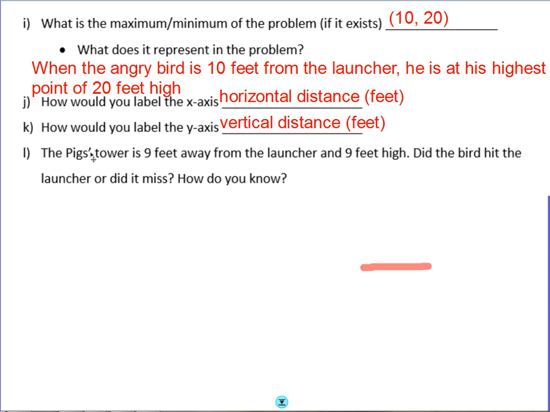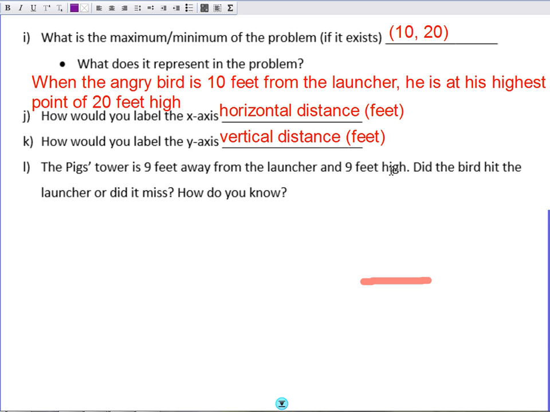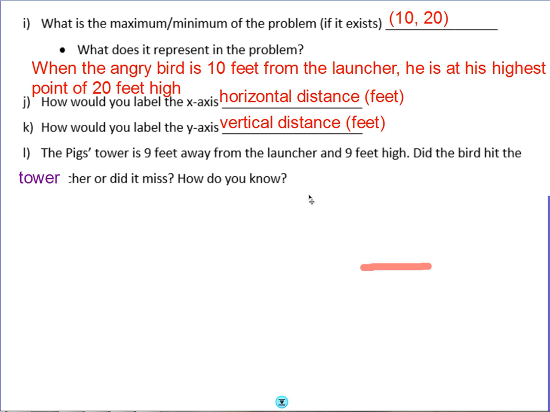All right, lastly, the pig's tower is 9. Now we're going to apply this and make some predictions here. The pig's tower is 9 feet away from the launcher and 9 feet high. Did the bird hit the obstacle, hit the tower? Or did it miss? And how do you know?